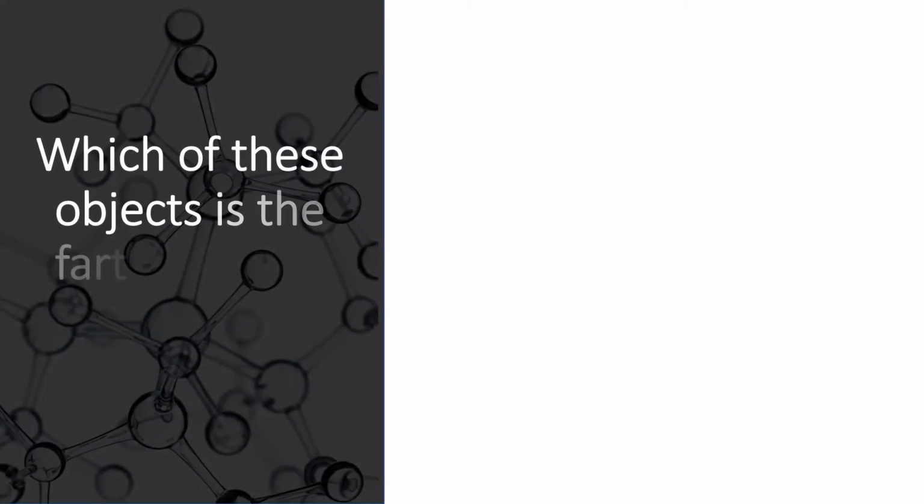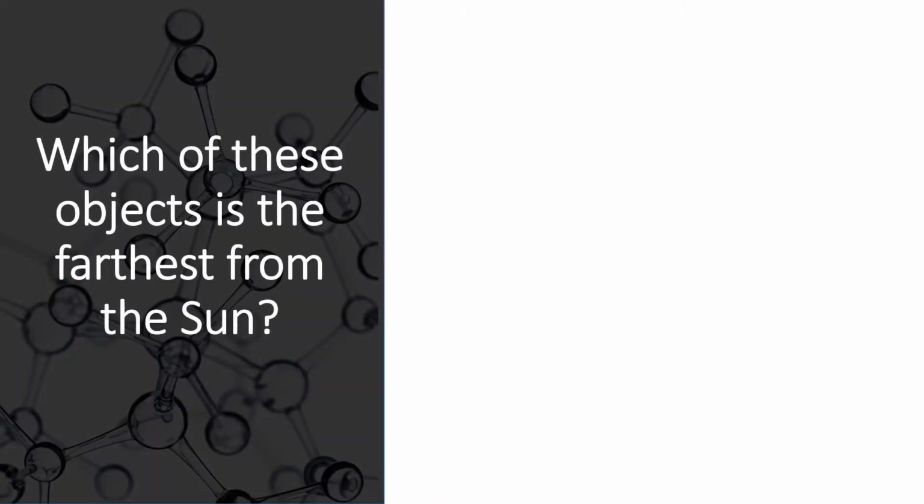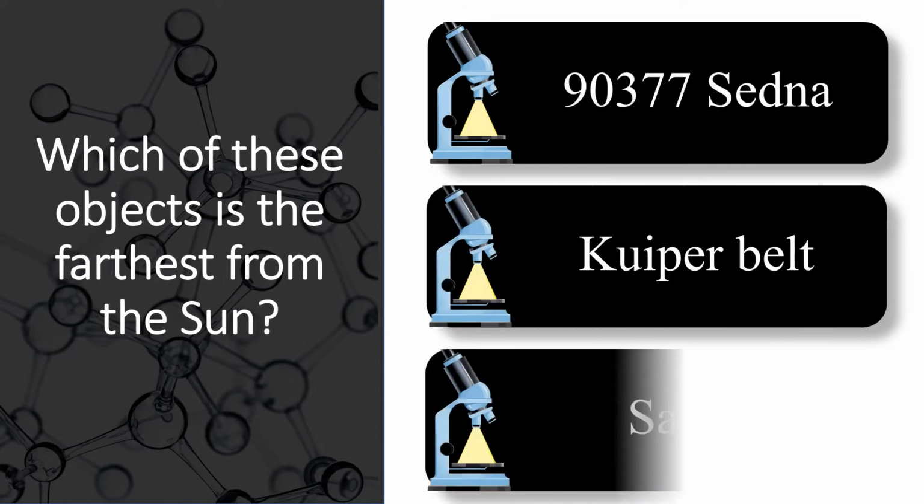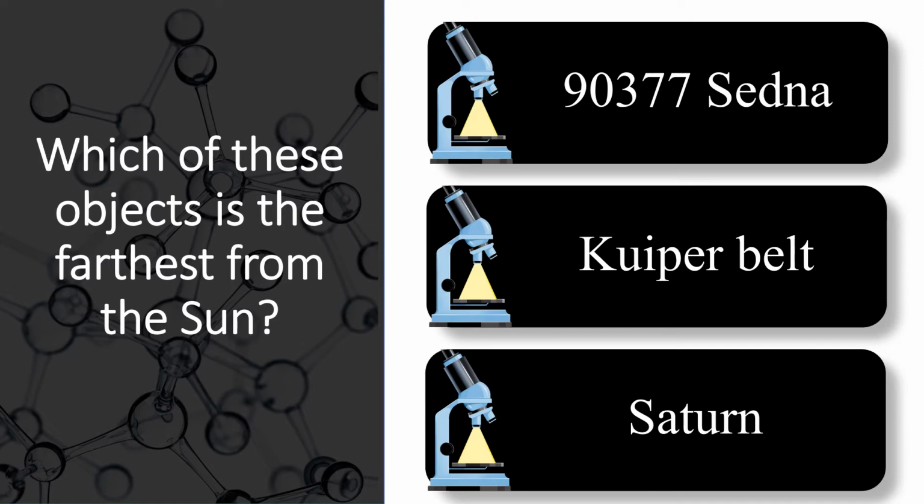Which of these objects is the farthest from the Sun? Is it 90377 Sedna, Kuiper belt, or Saturn?